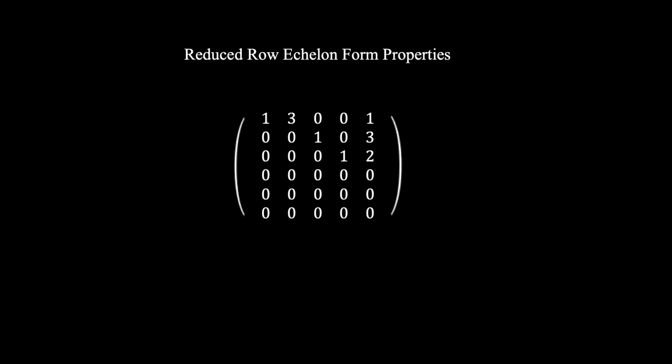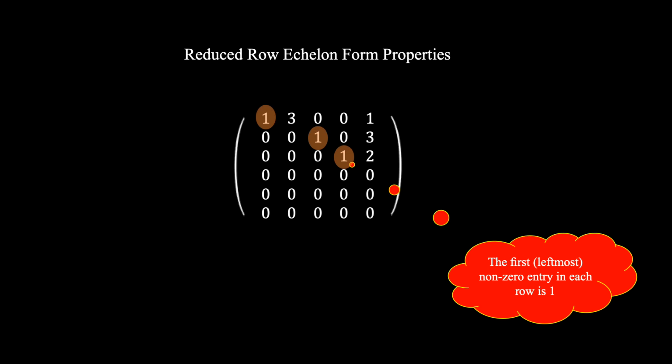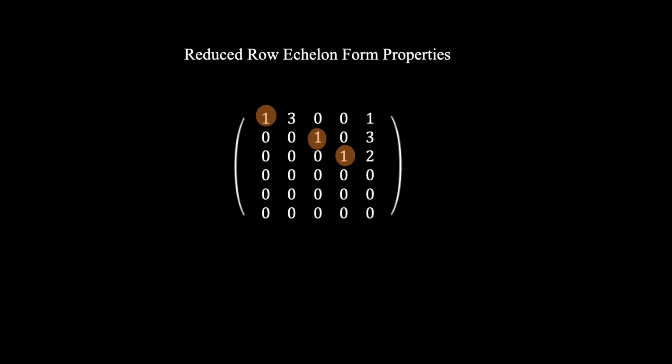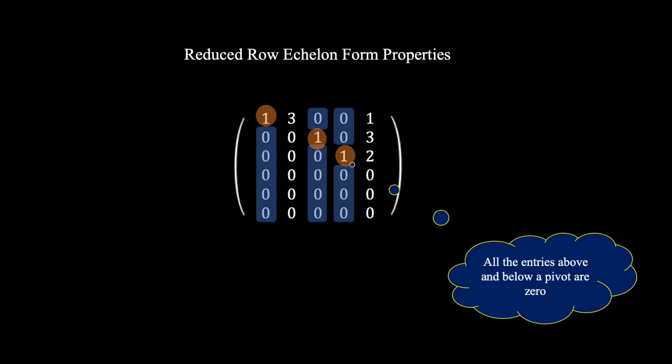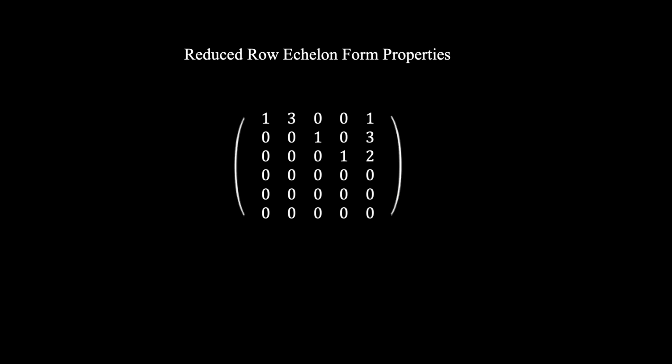The second property is that in each row, the leftmost nonzero entry can only be 1, and we call it a pivot. In this matrix, there are three pivots. The third property is that where there is a pivot, all the other entries in the same column are zeros. The last property is that the pivots shift from left to right in a top-down order.